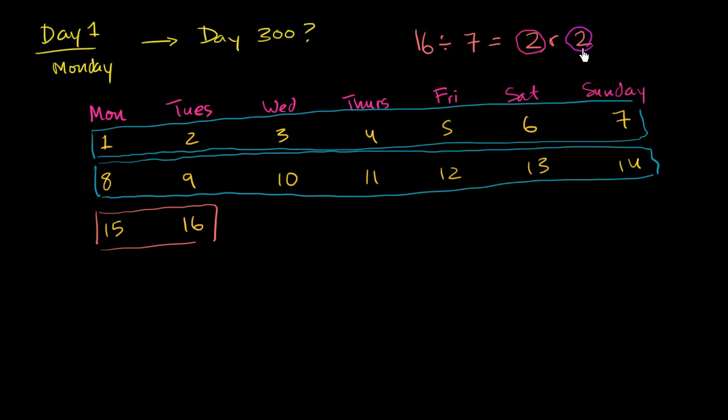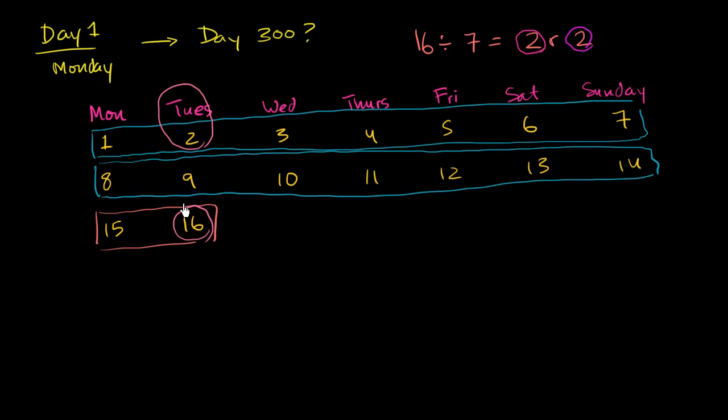Because the first 2 just tells you that 7 goes into 16 2 times. That's how many rows you have before getting to the 16. But then the remainder tells you, in that row, where is the 16? So the 16 is remainder 2. So the 16 is not the first. It's the second entry in the third row. And so it's going to be a Tuesday. Tuesday is the second day.